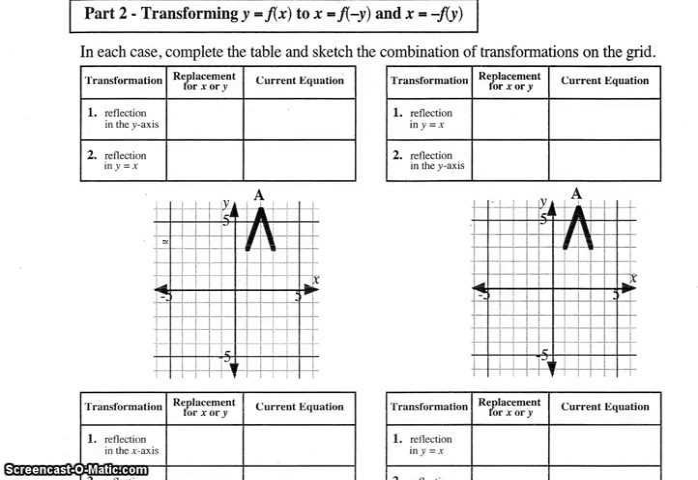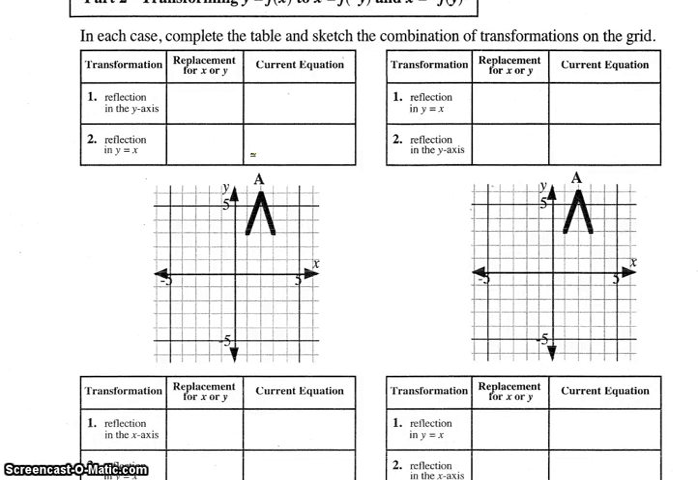All right, so now what we're going to do is combine a couple of transformations again. And the inverse is going to be involved. See how it's x equals and then y is on this side? So let's take a look. In each case, complete the table and sketch the combination of transformations on the grid. So the first one we're going to look at is right here. First, we have reflection in the y-axis. So imagine if we reflect in the y, it's going to go this way. So that means x would change sign.